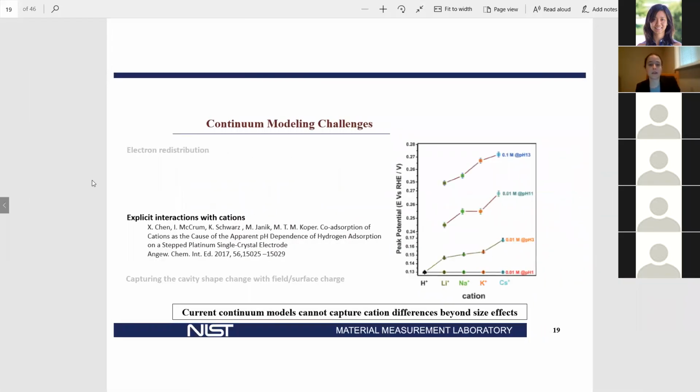A second caveat pertaining to continuum solvation models is the fact that there are known explicit interactions with cations, as Karen and coworkers have also shown. In this particular example, I'm just showing the cation dependence of the peak potential of a platinum step edge peak as one desorbs hydrogen and adsorbs OH and water and an explicit cation. So behavior such as this cannot be captured by the continuum models, so it's important to understand what regime one is in so that one does not apply continuum models in places where it is inappropriate.